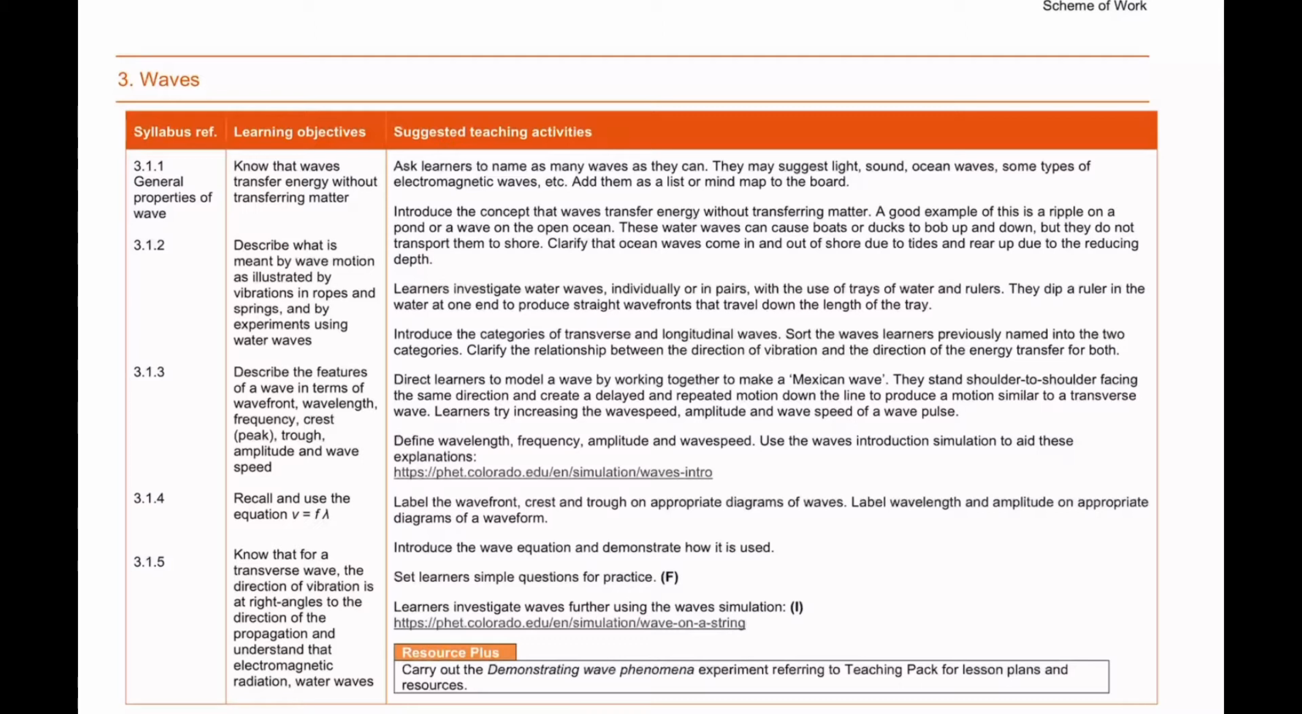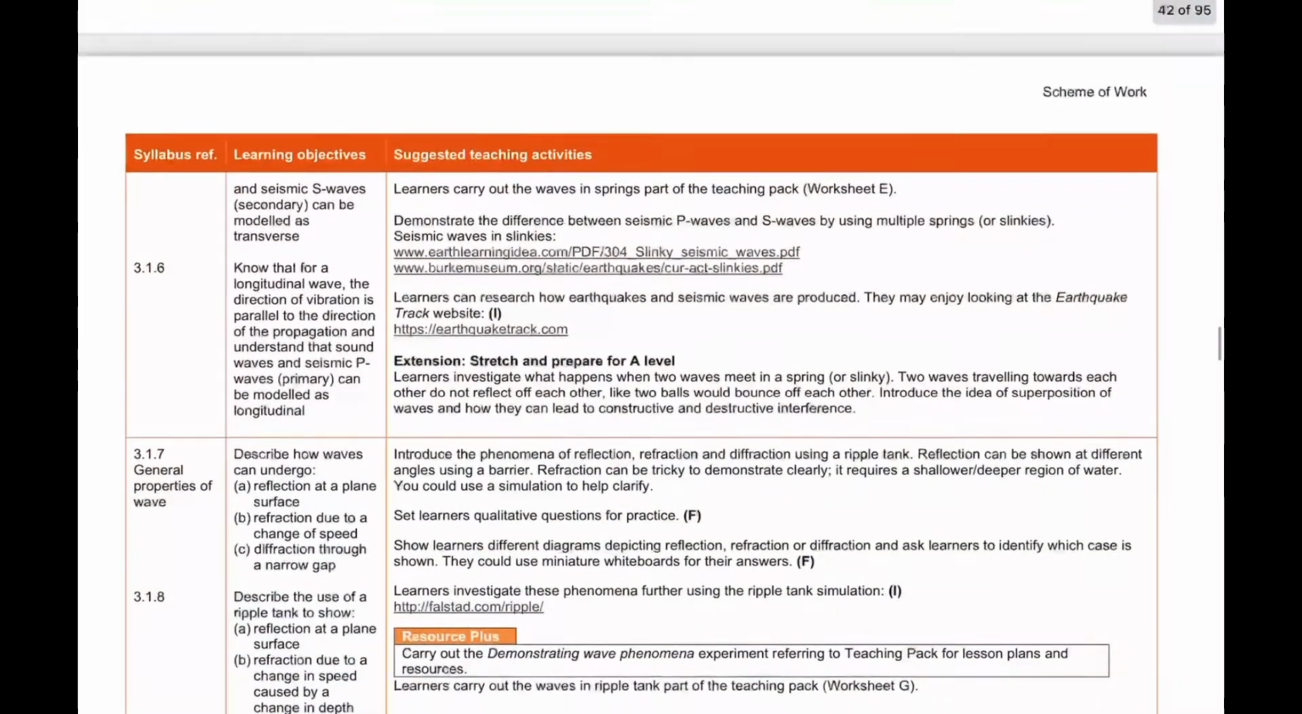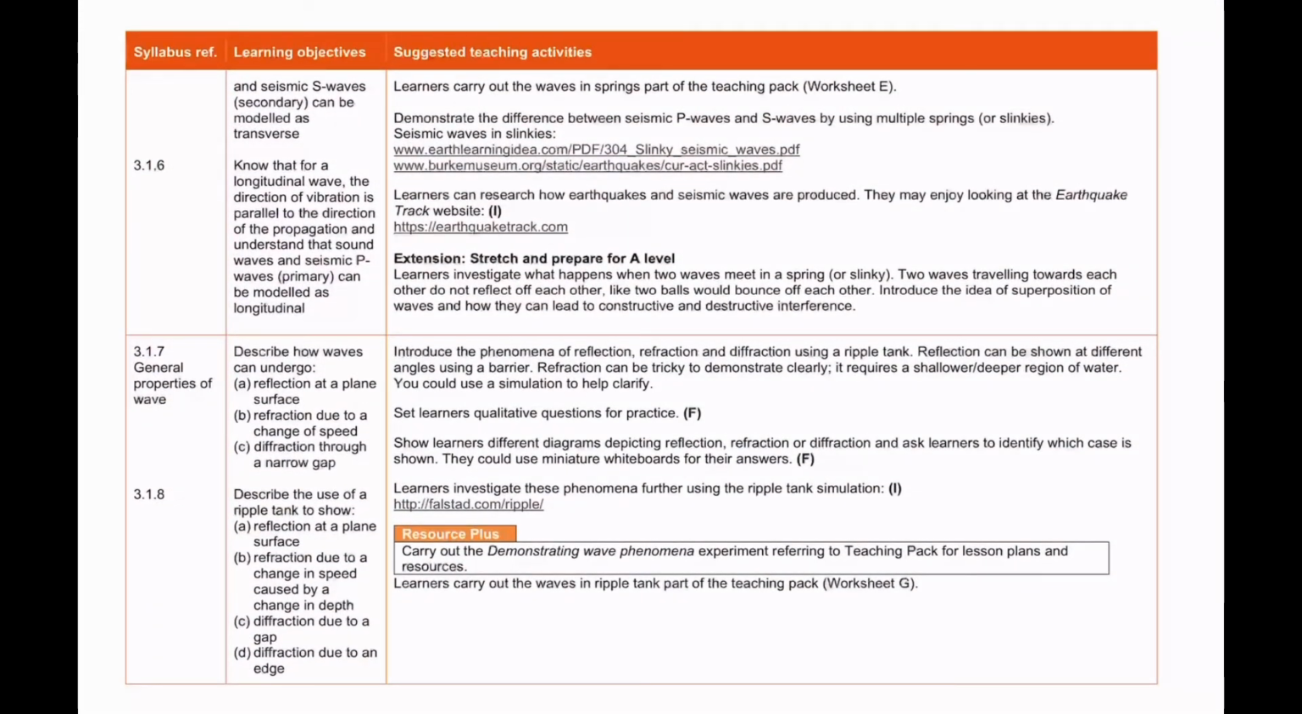Know that for a transverse wave, the direction of vibration is at right angles to the direction of propagation, and understand that electromagnetic radiation, water waves, and seismic S waves, secondary waves, can be modeled as transverse. Know that for a longitudinal wave, the direction of vibration is parallel to the direction of propagation of the wave, and understand that sound waves and seismic P waves, primary waves, can be modeled as longitudinal.